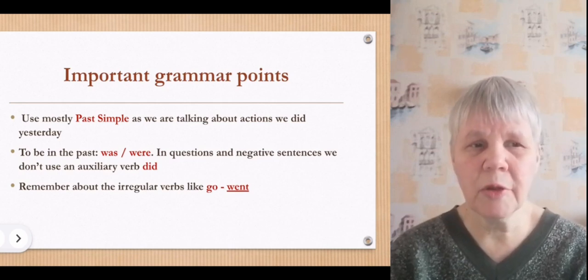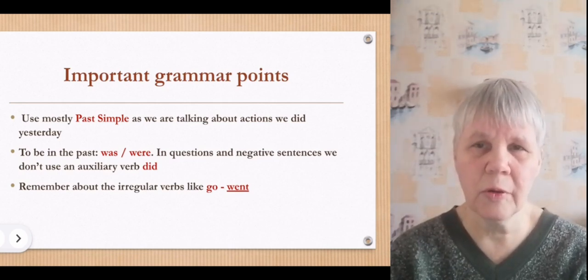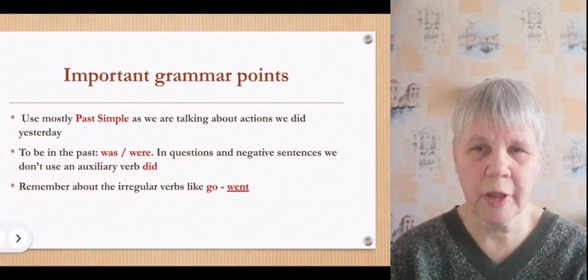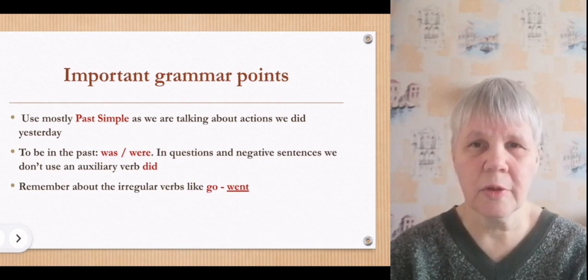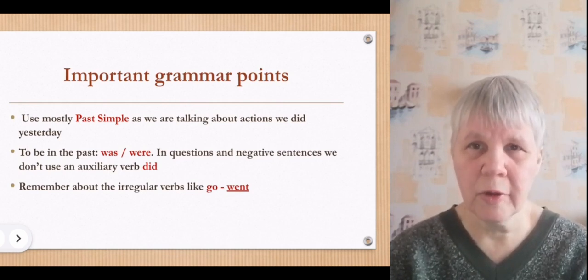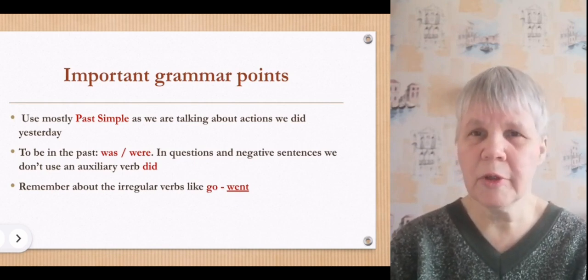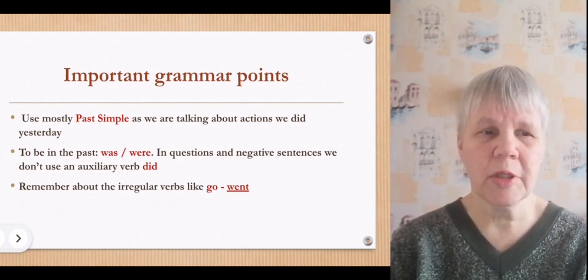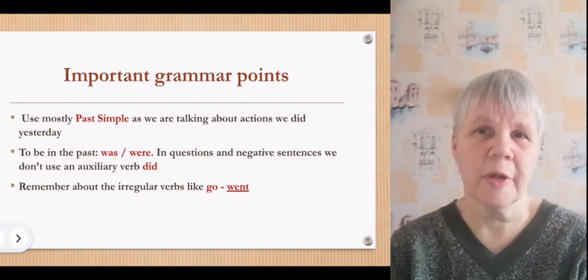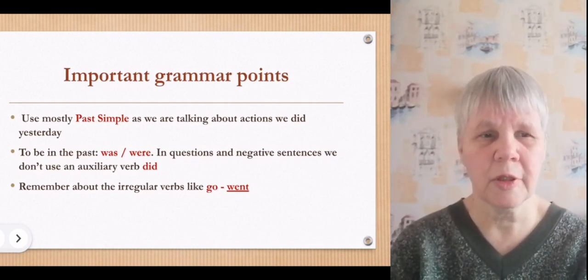And remember about the irregular verbs like go, went, buy, bought, have, had, and so on. So you know there are lots of irregular verbs. I told you about 200, yes, maybe. So it's necessary to learn them, yes, just to learn them by heart.